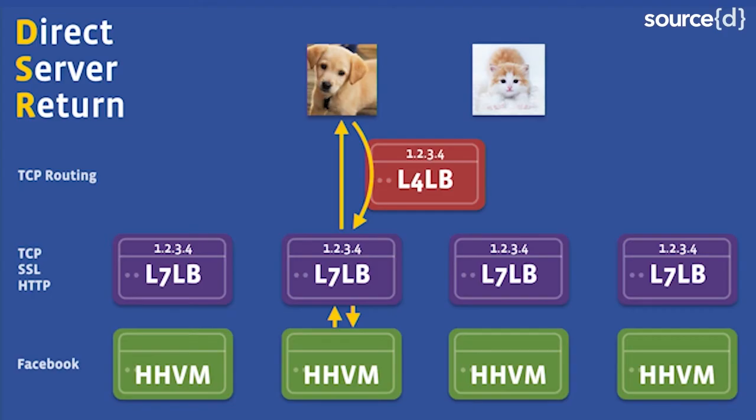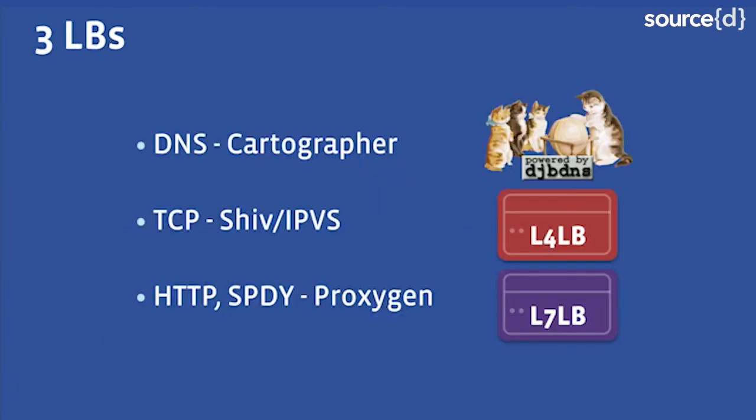We do direct server return. This helps us ease the load on our layer 4 load balancers. And we use 3 basic load balancers: our DNS one, which is based on Cartographer, our TCP one, which is Shiv, based on IPVS, and our layer 7, which handles HTTP, SPDY, MQTT, whatever, which is Proxygen. And I think that's pretty much me. It was a little bit faster than I thought, but if anyone would like to ask me any questions, I'm more than happy to answer them for you.